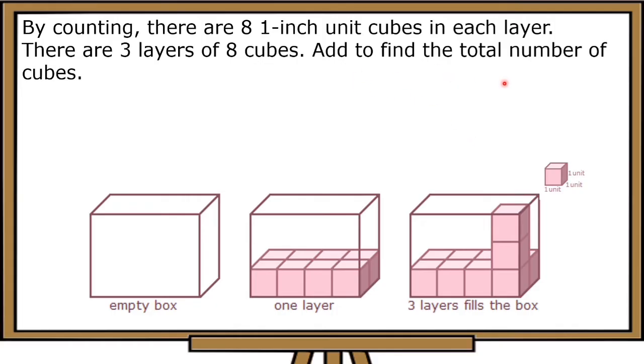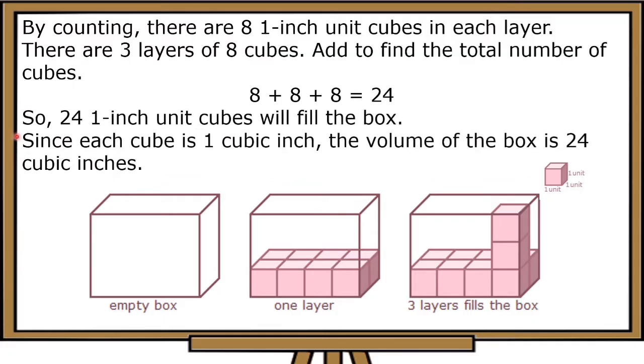Add to find the total number of cubes. So we have 8 plus 8 plus 8 equals 24. So, 24 1-inch unit cubes will fill the box. Since each cube is 1 cubic inch, the volume of the rectangular prism is 24 cubic inches.